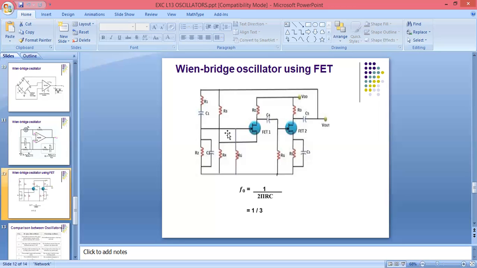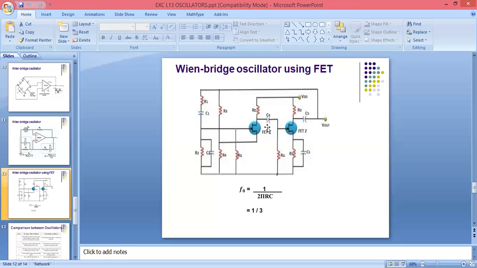So we can see in the feedback network, we are using lead and lag network. The lead and lag network that we have seen, we are using in a feedback network. And at the amplifier, we are using a two-stage RC coupled amplifier.